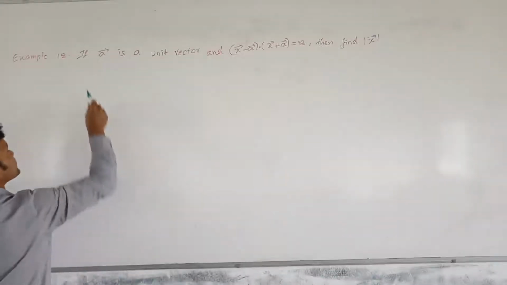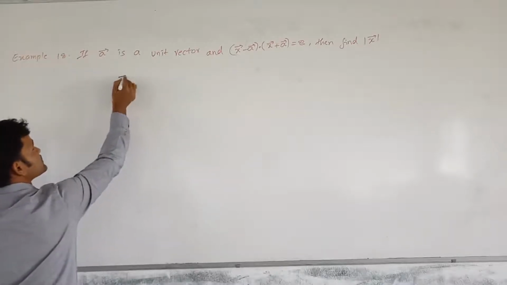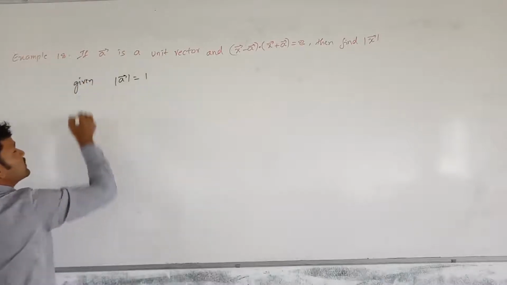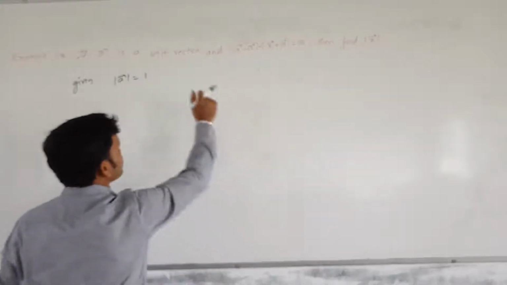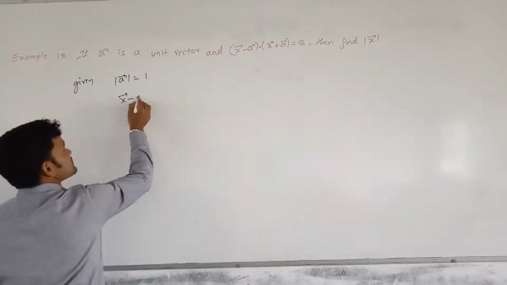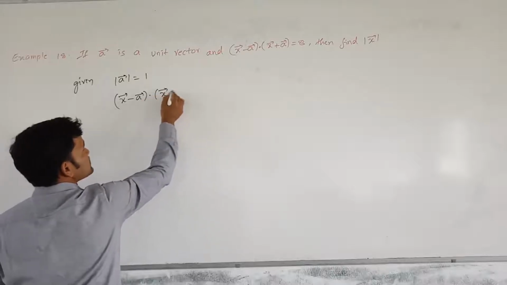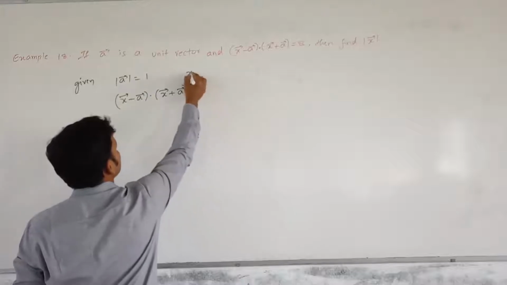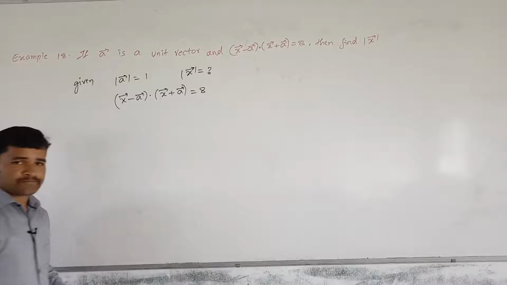Very simple it is. See, if A is a unit vector, a unit vector means its magnitude is 1. So they have given you magnitude of vector A is equal to 1, and also they have given you vector x minus vector A, which is in dot product with vector x plus vector A, which is equal to 8. They are asking you what is magnitude of vector x.